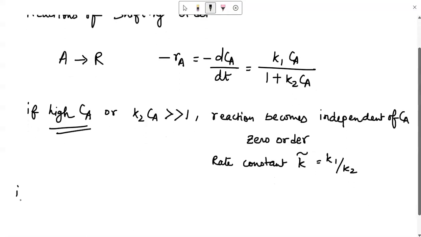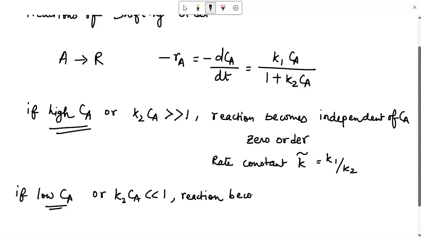If we have low concentration region data, it will mean that K2Ca is now lower than 1. In that case, the reaction becomes dependent on Ca and it becomes a first order type reaction. So this K2Ca term now becomes negligible in the denominator, and we have just K1Ca. Therefore, it becomes first order and the rate constant is now only K1. So let me write K tilde equals K1.